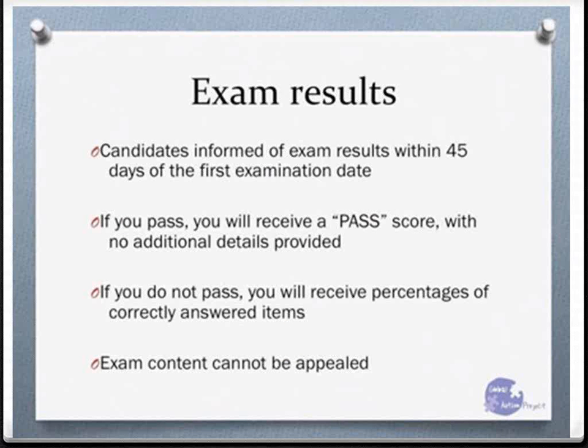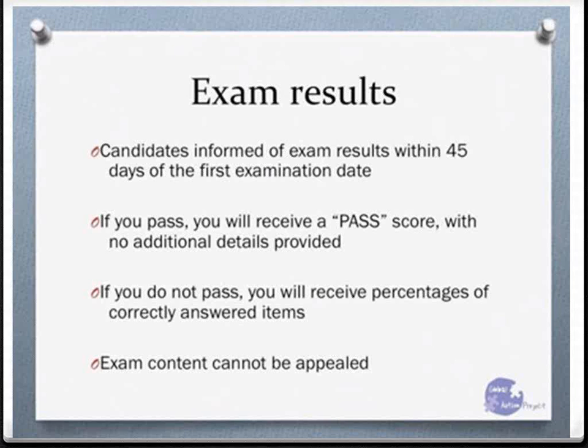Okay? So you get the exam results within 45 days of the examination date. Sometimes it's a little bit quicker, but it should always be about 45 days. And if you receive a pass, that's all you get. You don't get to know how well you did, which I personally would have loved to know, like, did I pass with flying colors, or was I on the border? That would give me some confidence, or not, about my repertoire.